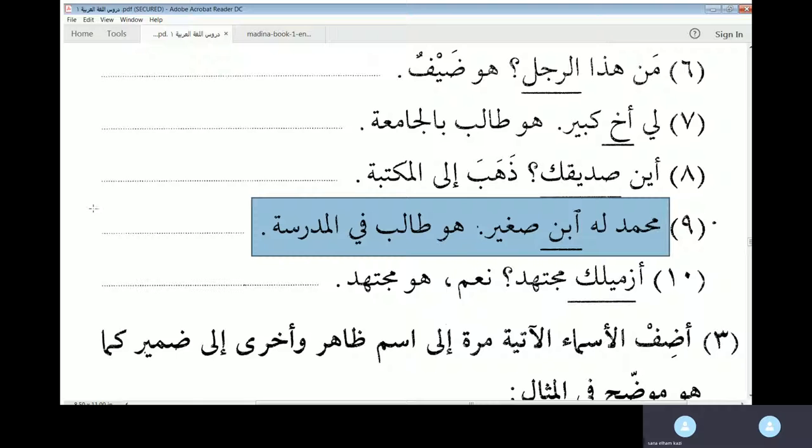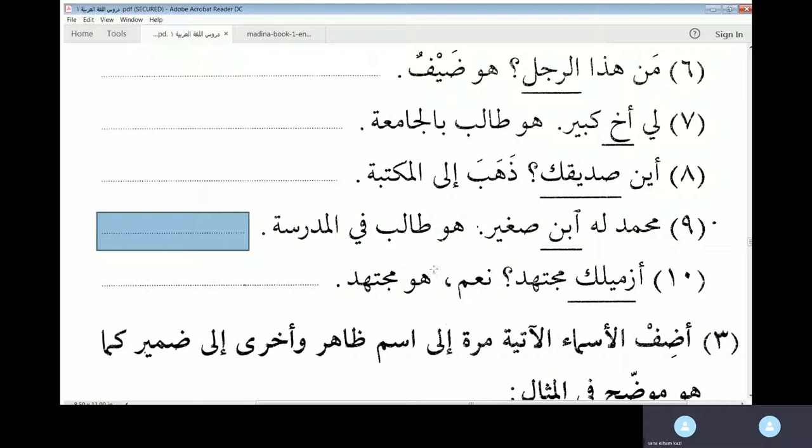Muhammad lahu ibn saghir, Muhammad has a small son. Huwa talib fil madrasa, he is a student in the school. Muhammad lahu abna' sighar, Muhammad has small sons. Hum tullab fil madrasa, they are students in the school.